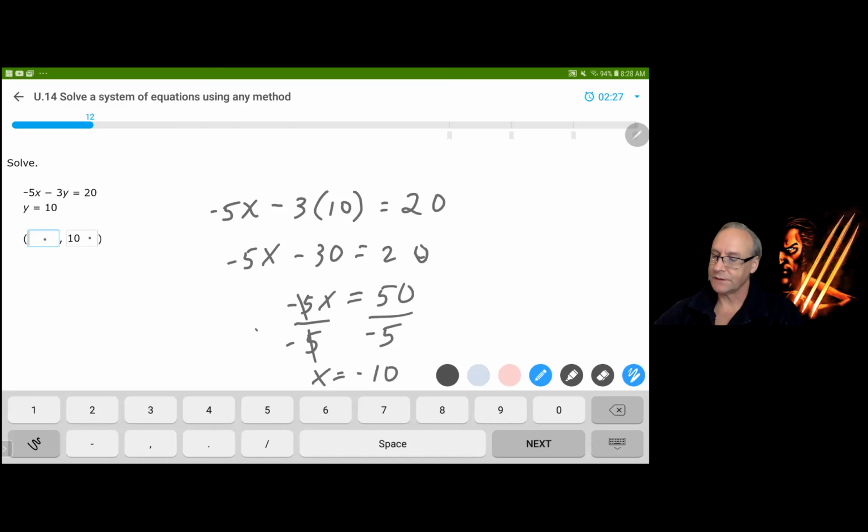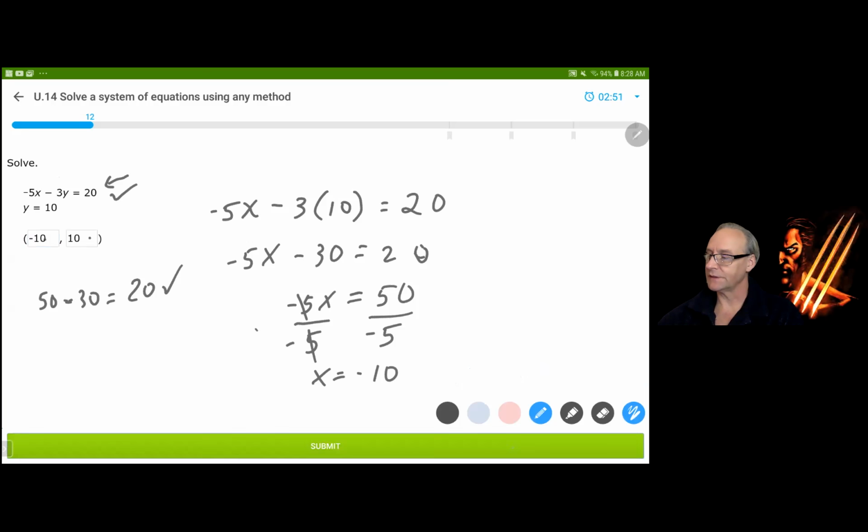A good idea is to go ahead and substitute it into your top equation and make sure that it works. Well, -5 times -10 is 50. I'm just substituting the x into the top equation right here. And 10 times -3 is -30. And when you subtract that, you do get 20. So it does work. It's always a good idea to check your answer.